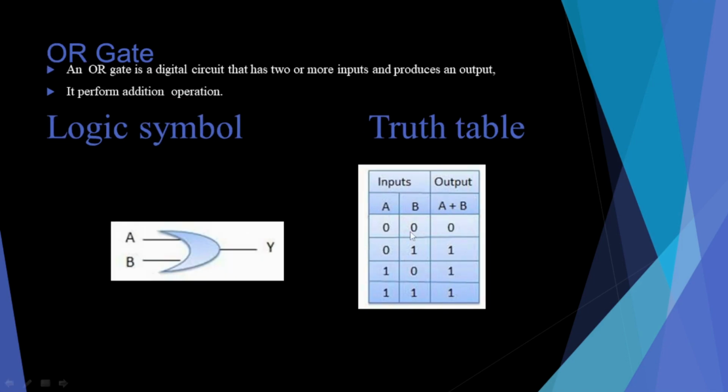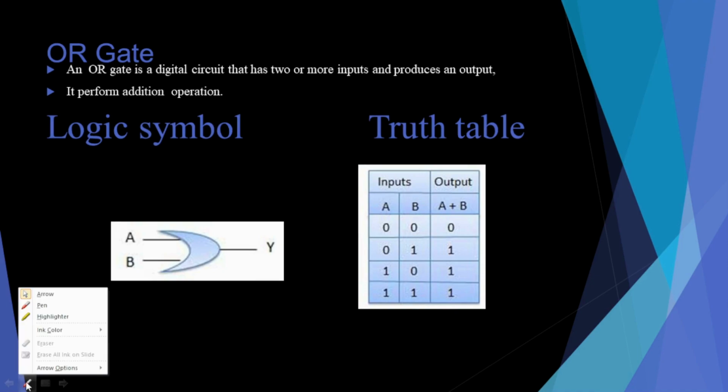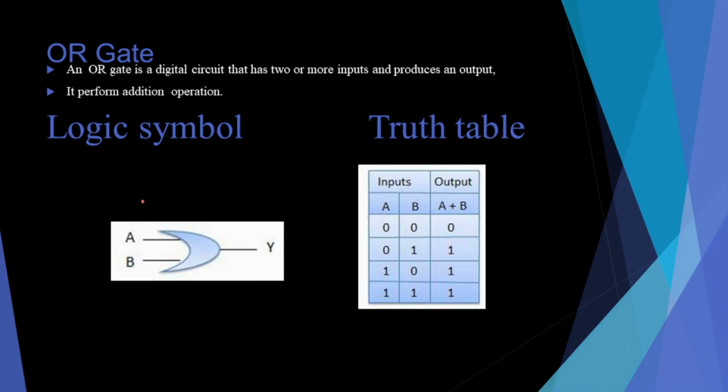Next gate is the OR gate. It will perform the addition operation. Like the AND gate, it has 2 or more inputs and produces a single output. So, this is the logical symbol of the OR gate. Its operation is addition. So, 0 plus 0 is 0, 0 plus 1 is 1, 1 plus 0 is 1, and 1 plus 1 we will get 10, but you need to take the value as 1.